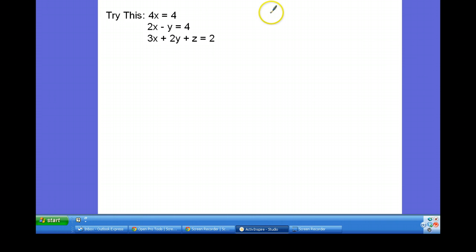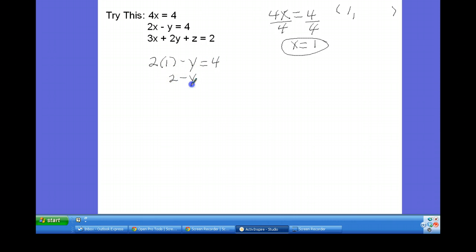All right. Take the first equation and solve it. Take the 1, solve the 1. And we get x is equal to 1. So we'll put our ordered triple up here. X is equal to 1. Plug that answer into the two variable equation. So this becomes 2 times 1 minus y equals 4. 2 minus y equals 4.